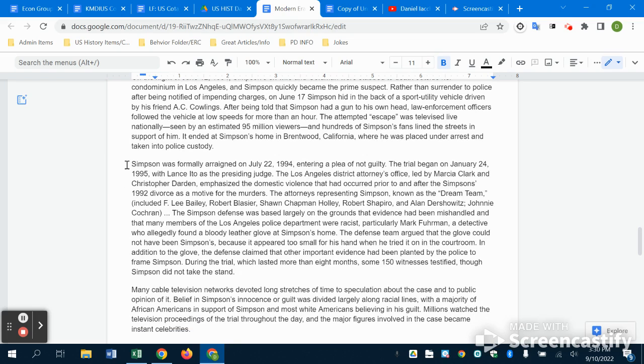Simpson was formally arraigned on July 22, 1994, entering a plea of not guilty. The trial began on January 24th, 1995, with Lance Ito as the presiding judge. The Los Angeles District Attorney's Office, led by Marcia Clark and Christopher Darden, emphasized that domestic violence had occurred prior to and after the Simpsons' 1992 divorce as a motive for the murders.